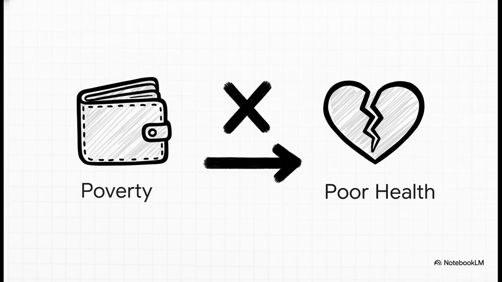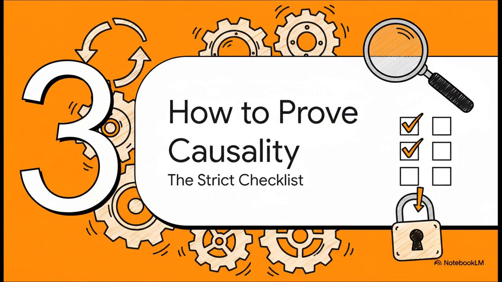It's easy to assume that poor health might lead to job loss and then poverty. But the research often shows the exact opposite is true, that poverty, with its lack of access to good nutrition and healthcare, is a powerful cause of poor health. And you can see how getting that arrow backward has massive implications for how we even try to solve a problem like that.